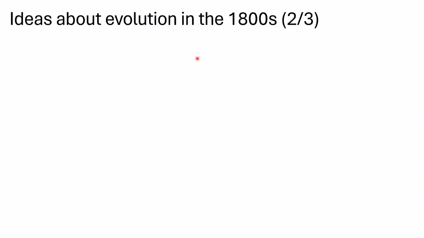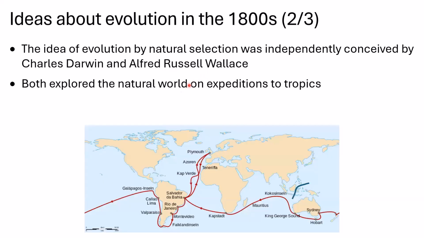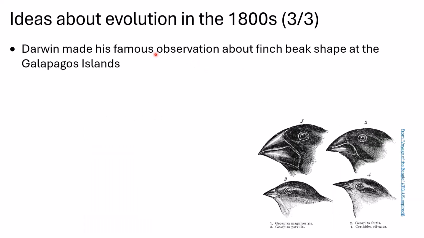As mentioned, the idea of evolution by natural selection was independently conceived by Charles Darwin and Alfred Russel Wallace. Their ideas were ultimately developed through the observations they made during their voyages around the world. Darwin went through South America, Australia, the southern tip of Africa, and the Galapagos Islands, while Wallace went through Brazil and the Malay archipelago. It was at the Galapagos Islands that Darwin made his famous observation about finch beak shape.